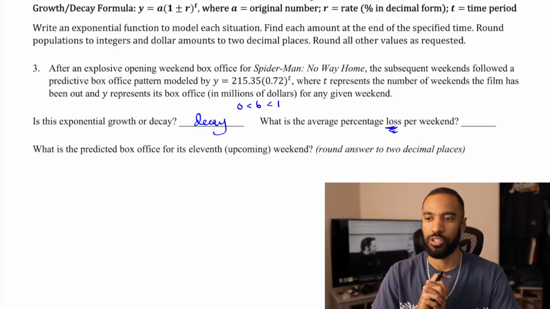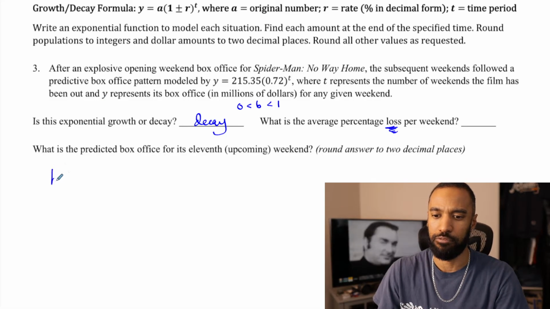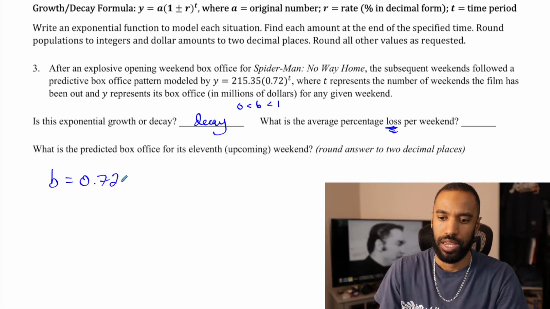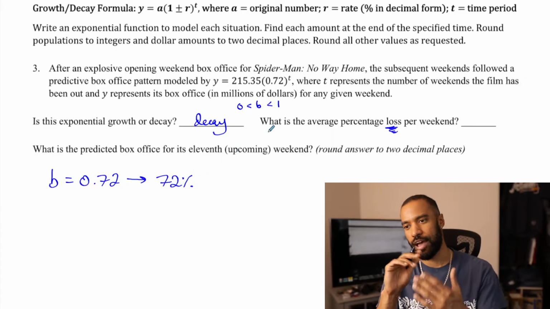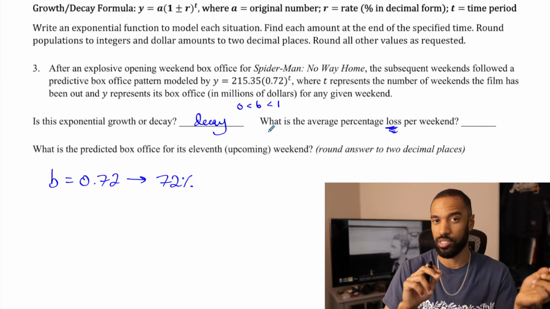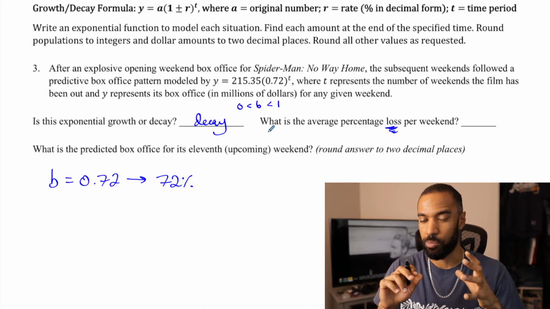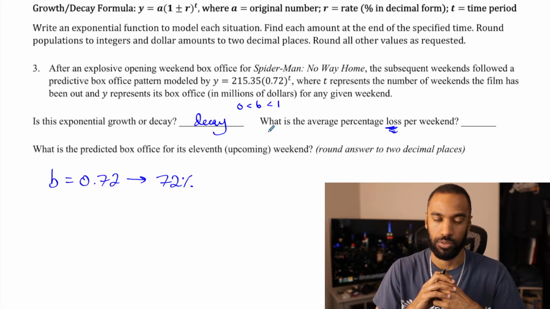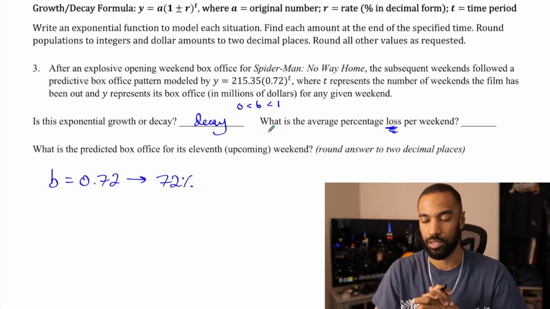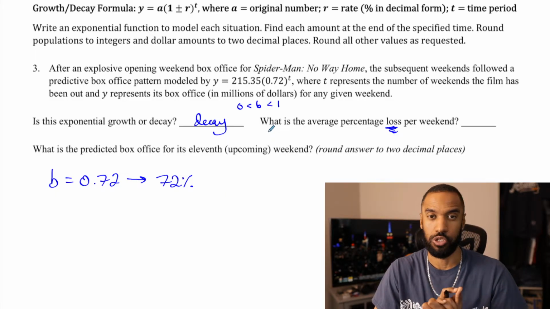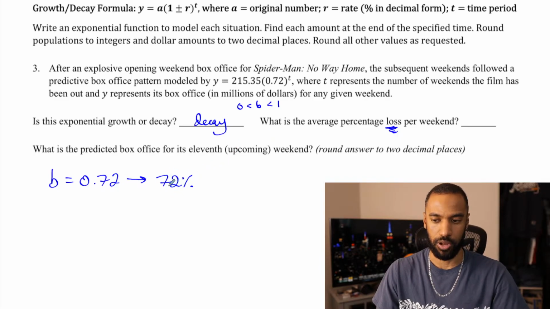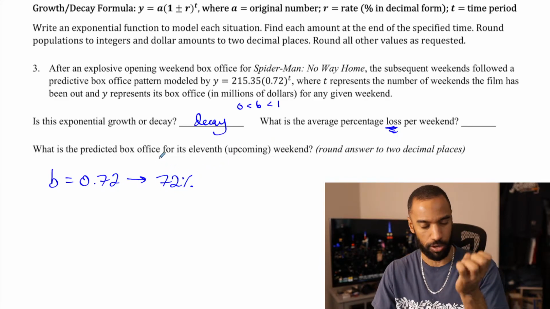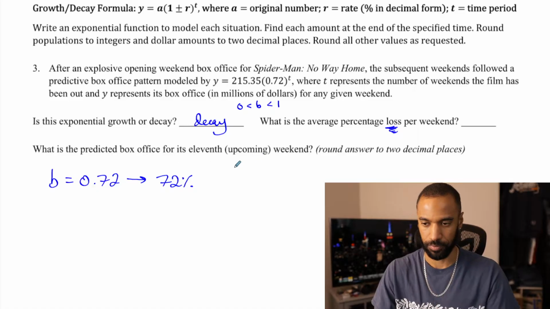What is the average percentage loss per weekend? Now, you look at that b of 0.72. That does mean 72%. It means that whatever value you had before and you multiply by 0.72, you're going to be taking 72% of the value. Like, it's going to be smaller. It's going to be not 72% smaller, but 72% of it. How much smaller is that, though? How much smaller is 72% compared to your full amount, your full 100%?